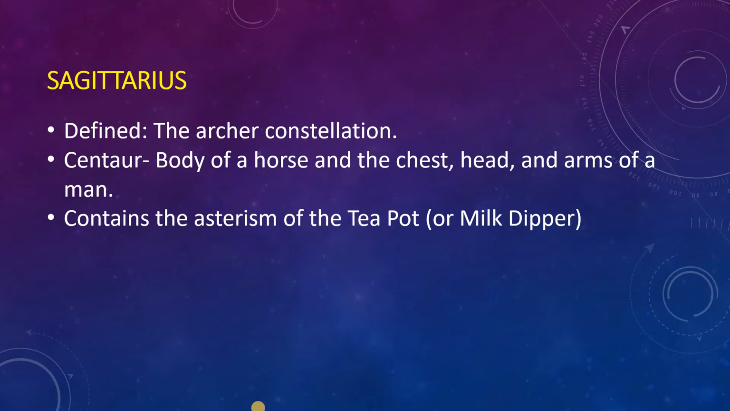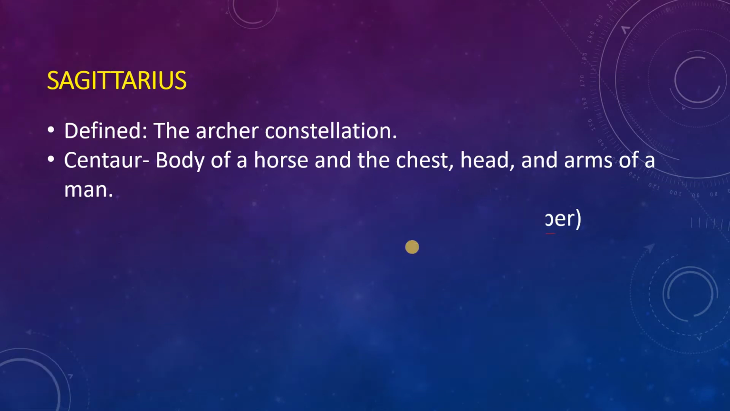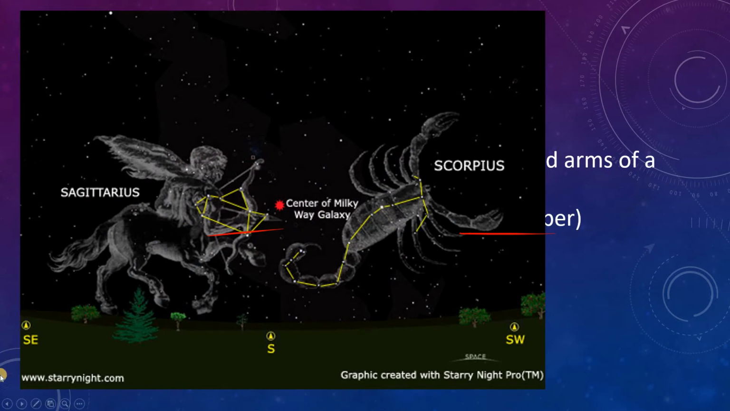Now notice this particular constellation contains an asterism, and that asterism is called the teapot, or the Milk Dipper. It gets a specific name as the Milk Dipper for a reason we will talk about in just a moment. His bow points towards the Milky Way, so if you ever have a problem finding the Milky Way, that's what we're talking about. And you'll notice he's got some really cool look here.